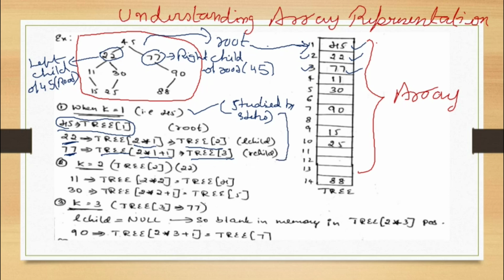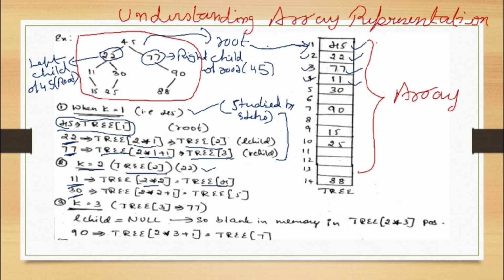So students, now when k is equal to 2, that is the second level, that is of course tree of 2. So what is tree of 2? That is 22. It is already stored from the previous step. Now students, we need to find the 11. How do we find the 11? 11 is the left subchild of tree of 2, that is 22. So it is 2 into 2, that is tree of 4. So in tree of 4 we save 11.